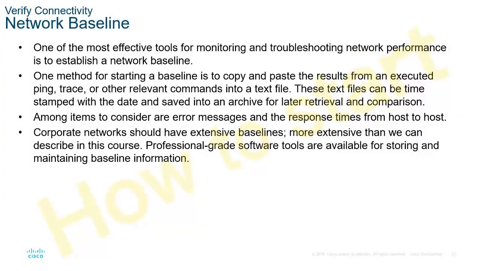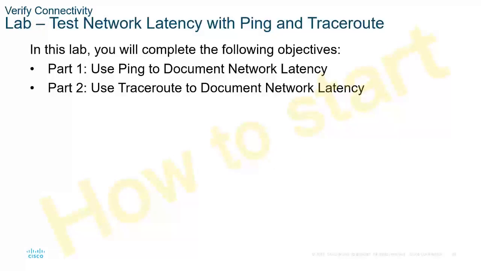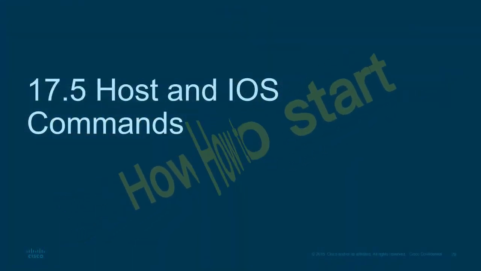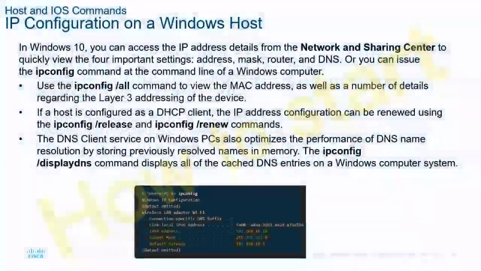All of this gets us the network baseline. That baseline allows us to understand what the network is doing and operating at a certain time. That way, as we try to grow, we can compare growth back to that baseline. We can apply any changes, and we can relate all of that back to the baseline to see if the growth we're trying to do actually does, in fact, allow us to grow. We have several labs talking about using ICMP and traceroute to document the network. So let's go ahead and look at host and IOS commands.